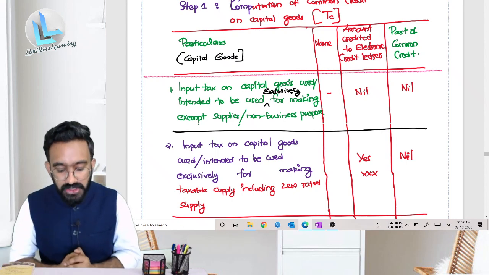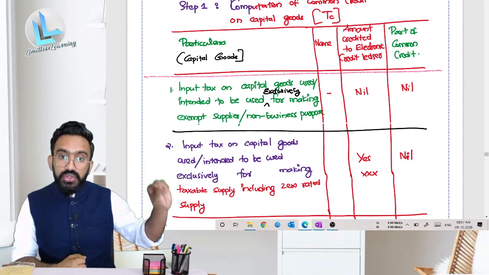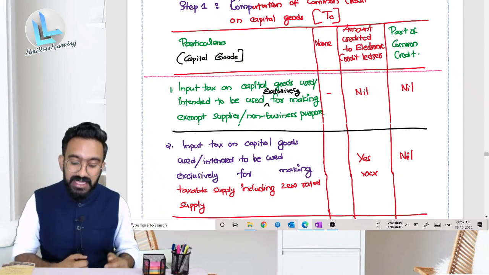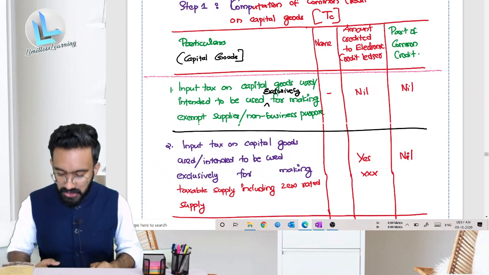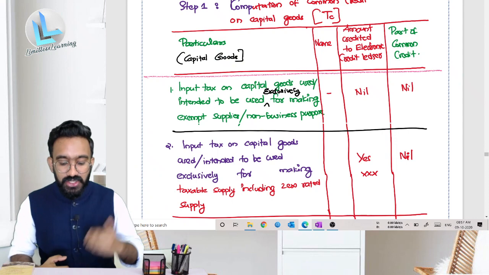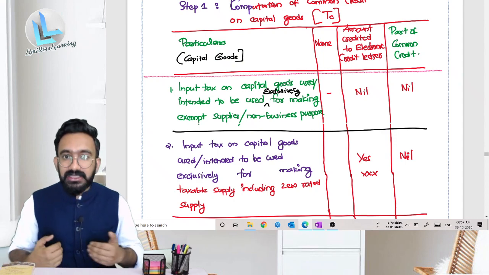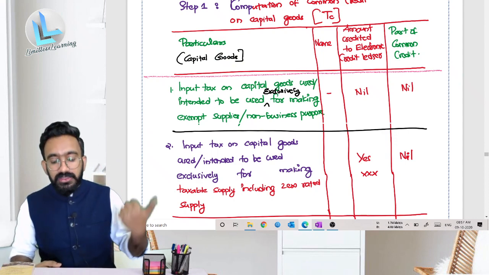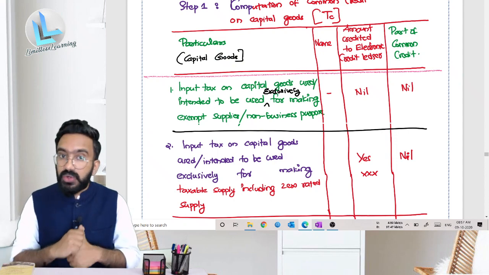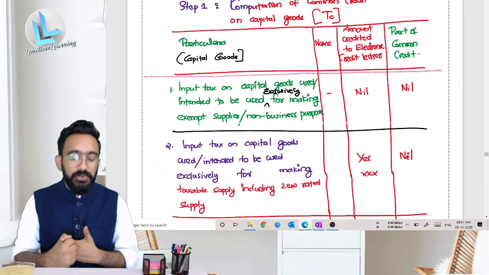So I've purchased machinery. Input tax on that capital goods, which is machinery, which is used or intended to be used exclusively for making exempt supply or non-business purpose. So I have made an inward supply which I am exclusively using for exempt supply or non-business purpose. So I can directly say that you're using it for exempt or non-business, you won't get the credit. So the amount credited to electronic credit ledger would be nothing. You don't get any credit. Nothing I'll do as a part of common credit and apportionment.